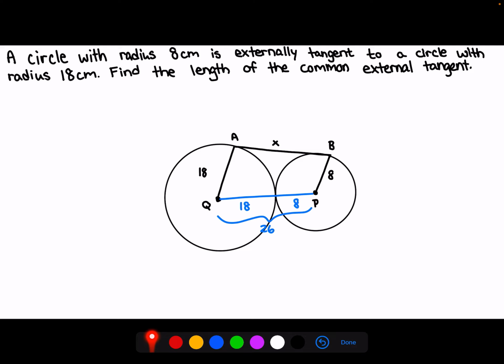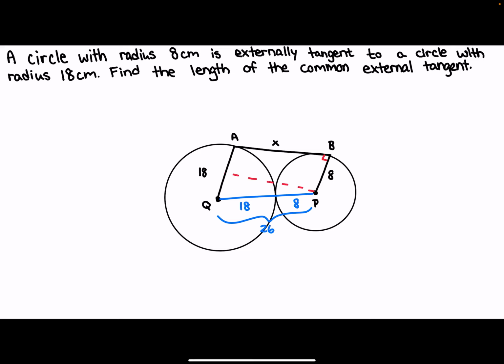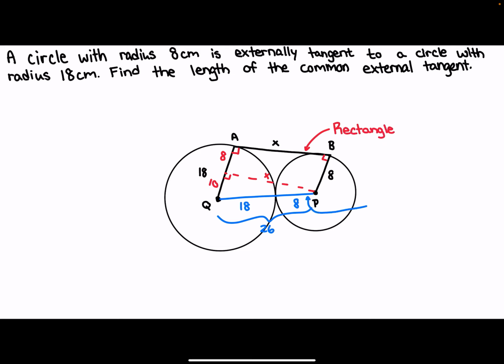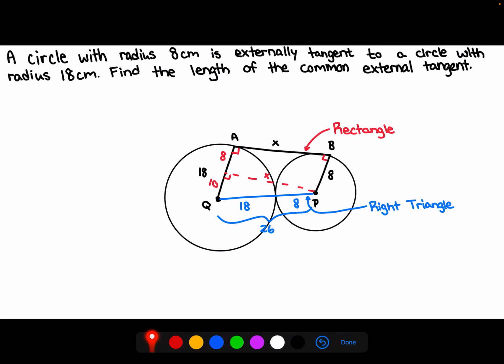Once I create my line of centers, the next thing I'm going to do is, starting from my smaller circle, I'm going to draw an auxiliary line, a line that I create that is parallel to segment AB. Now I'm going to draw that segment such that it's parallel to AB and it will intersect segment AQ. So here we go. There's my auxiliary line. And what happened when I drew this auxiliary line is it created two specific shapes. It created a rectangle above and a right triangle below.